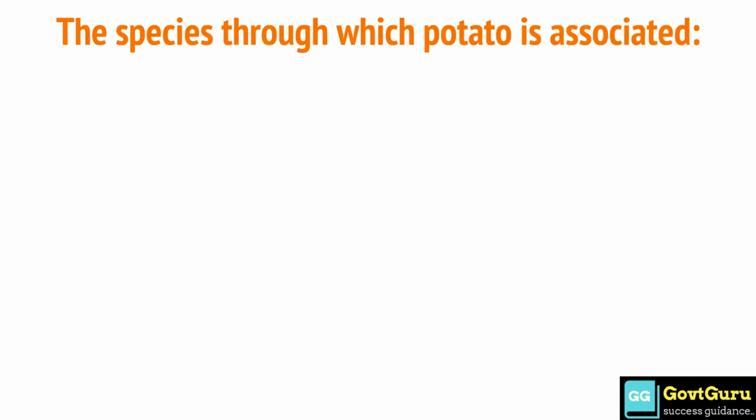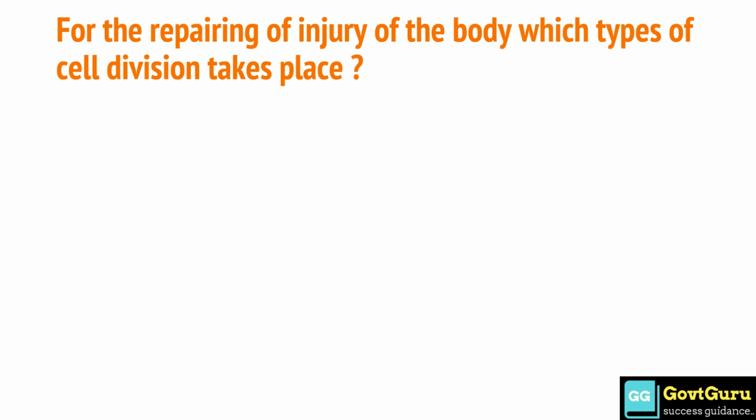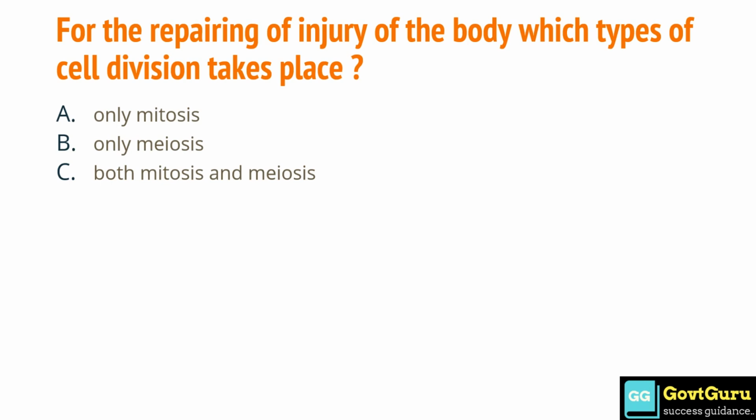The next question is the species through which the potato is associated. Option A, Solanaceae. Option B, Composite. Option C, Gramine. And option D, Cruciferous. The answer is option A, Solanaceae. For the repairing of injury of body, which types of cell division takes place? Option A, only mitosis. Option B, only meiosis. Option C, both mitosis and meiosis. Option D, neither mitosis nor meiosis. So the answer is option A, only mitosis.